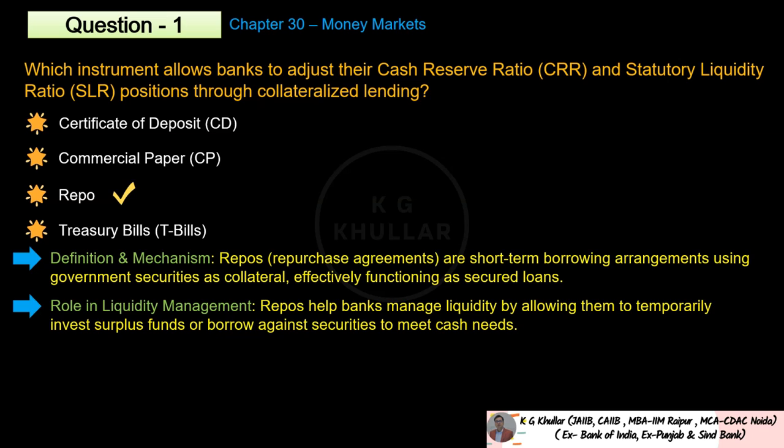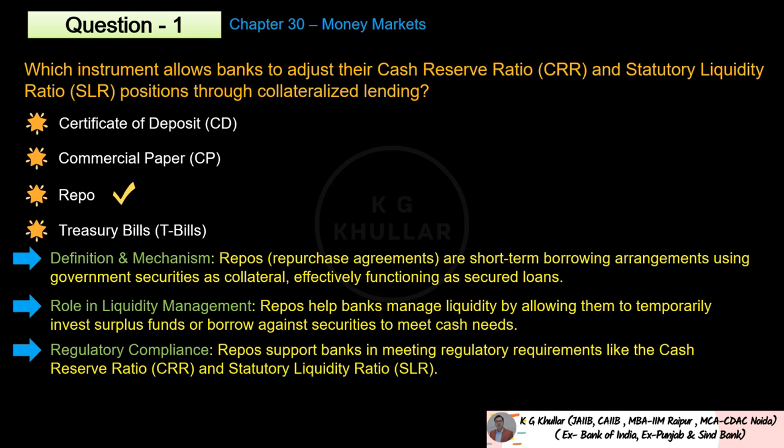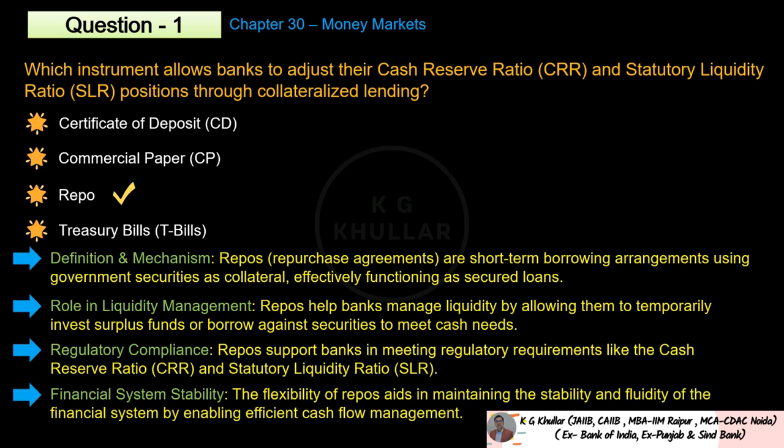So friends, repos are instrumental in the money market as they provide a mechanism for managing liquidity within the banking system. They allow banks to invest their surplus funds temporarily and adjust their liquidity position to meet statutory requirements, such as cash reserve ratio and statutory liquidity ratio. By using repos, banks can effectively manage their short-term credit needs and regulatory obligations. For example, if a bank has excess cash, it can enter into a repo agreement to lend the funds and earn interest, thereby efficiently managing its liquidity. Conversely, if a bank is short on liquidity, it can borrow funds through a repo to meet its CRR and SLR requirements without selling its assets.